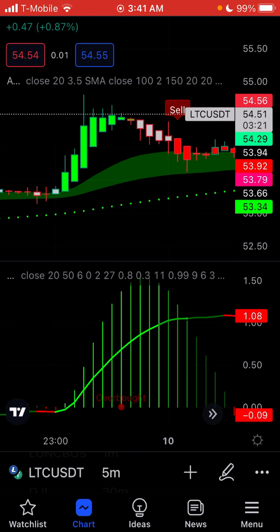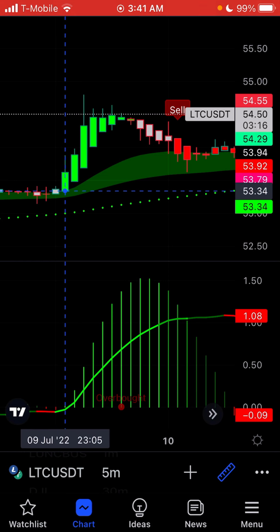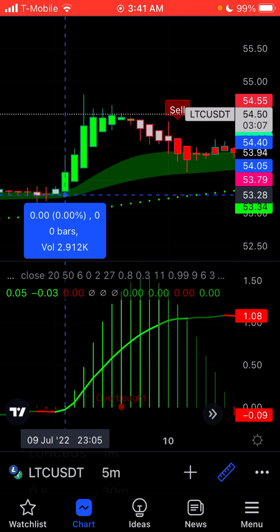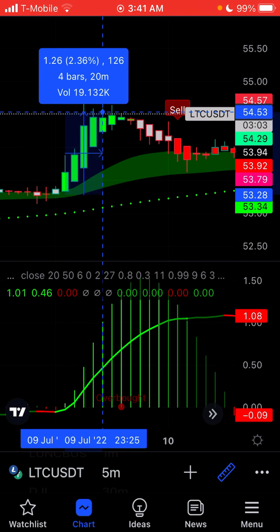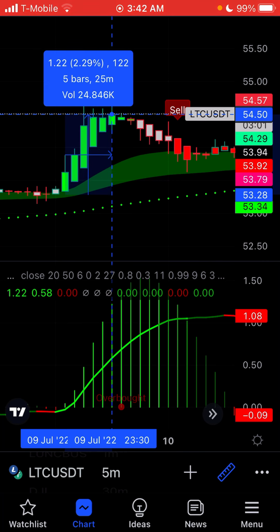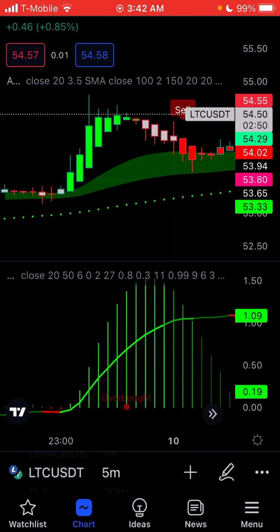Now, here's a good one right here, 5-minute. Let's see. We got the start of the light green candle right here. Just put it right there, and it just goes up. You ride it out till right about here. So in 25 minutes, that is 2.29. So you made 2% in 29 minutes. So this appears to be a good strategy for scalping.